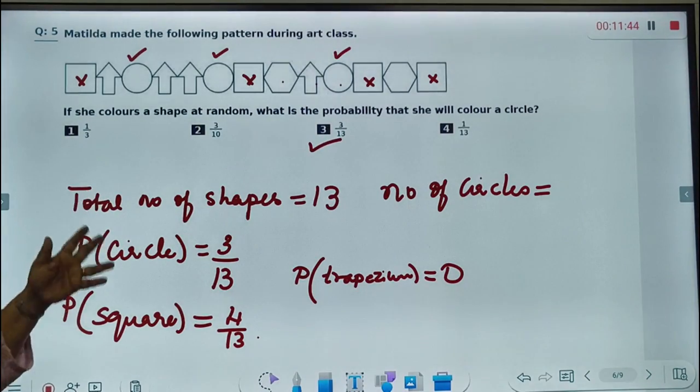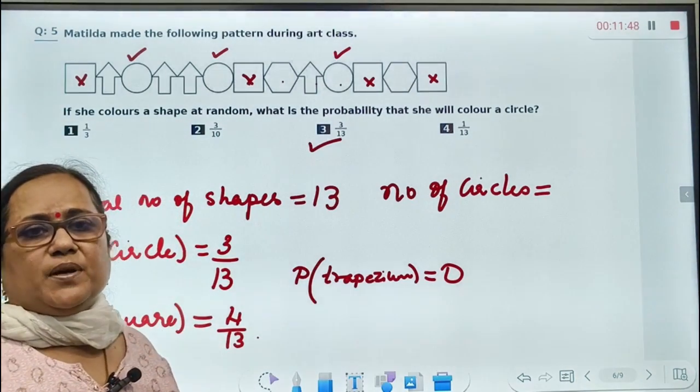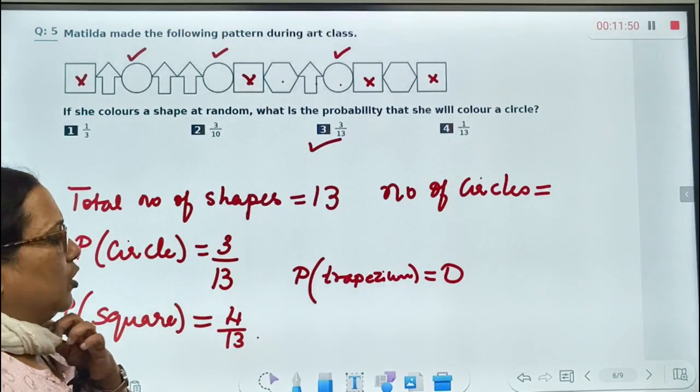So you have to count. Probability is actually nothing but counting. So if you know the fundamental principle of counting, then you cannot go wrong.